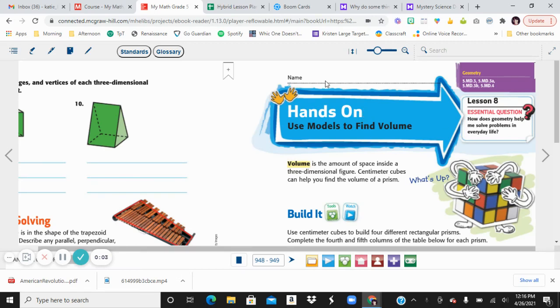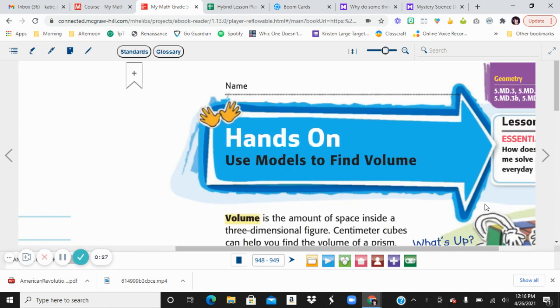We are heading into chapter 12, lesson number 8, and that is on page number 949. So let me put my marker in here. If you see this Rubik's Cube, you know you're on the right page. I'm going to zoom in just a little bit more.